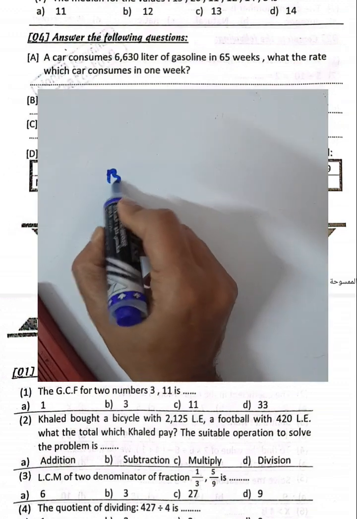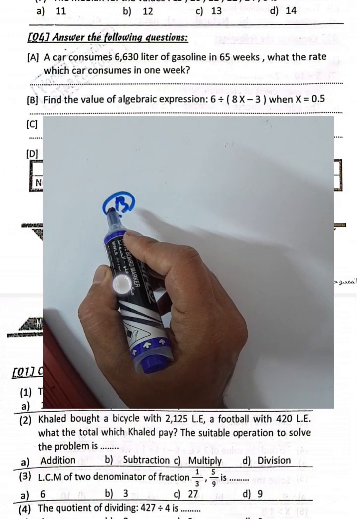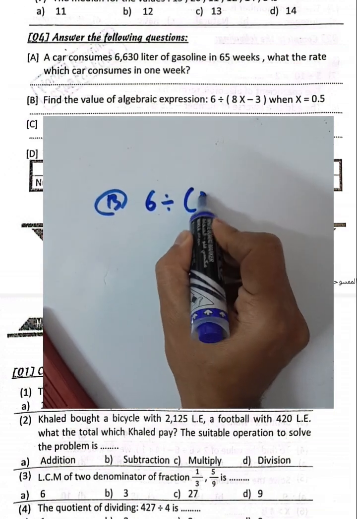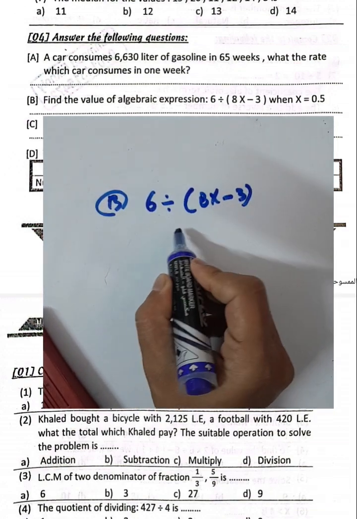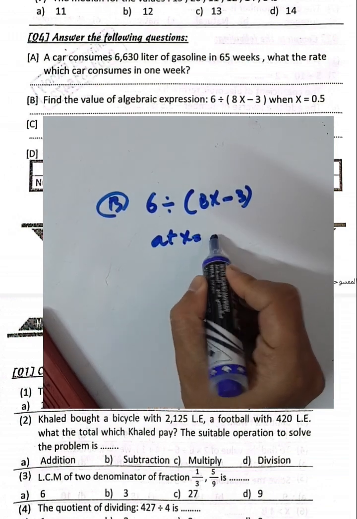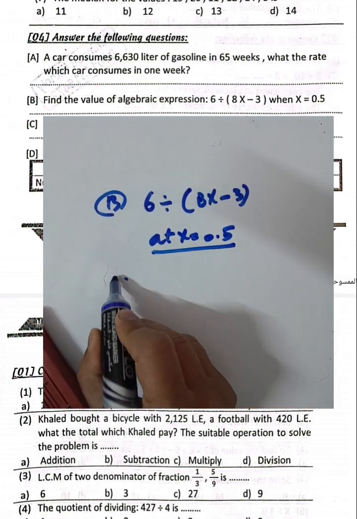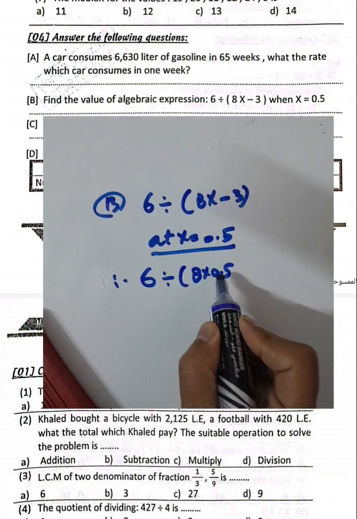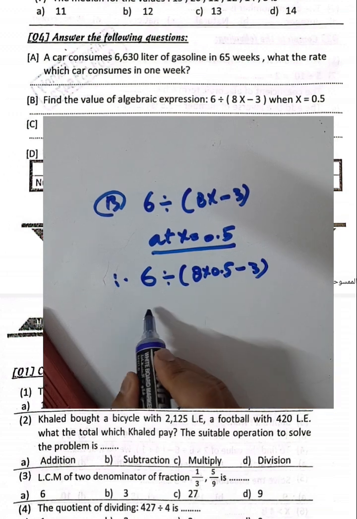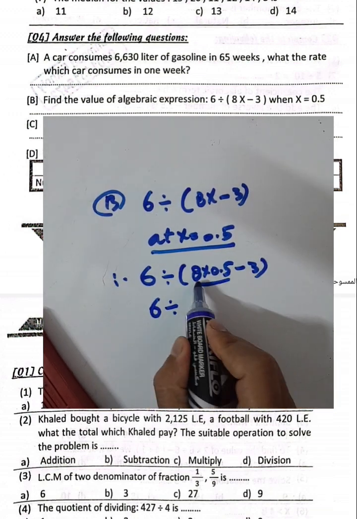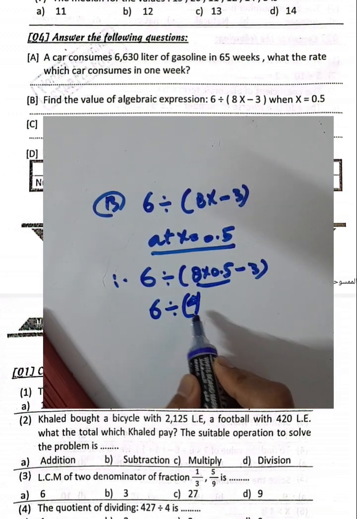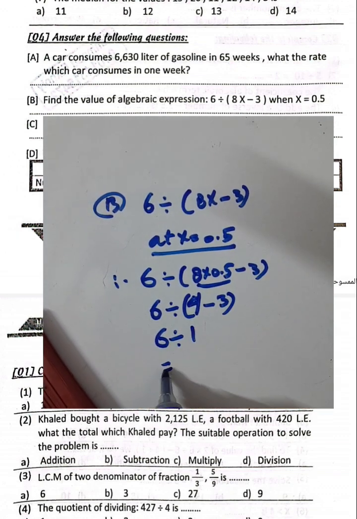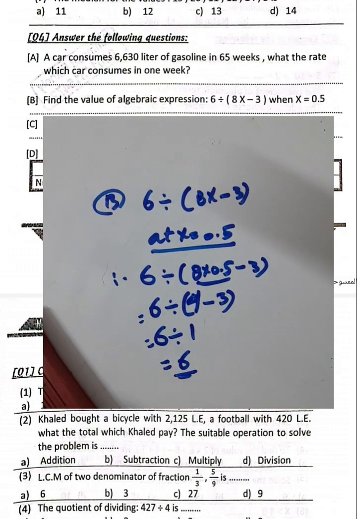Question letter B. Find the value of the algebraic expression 6 divided by 8x minus 3 at x equals 0.5. Then we can find the value: 6 divided by 8 multiplied by 0.5, and here subtract 3. 6 divided by 8 times half will be 4. Subtract 3, then we can write 6 divided by 4 minus 3, it will be 1. Okay.